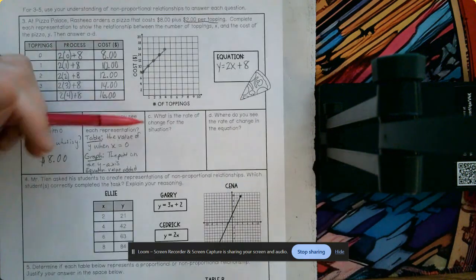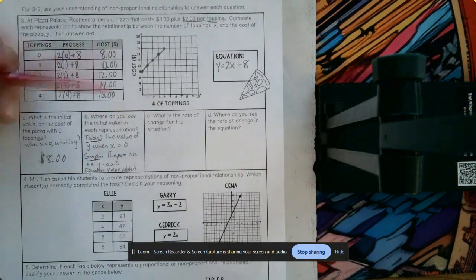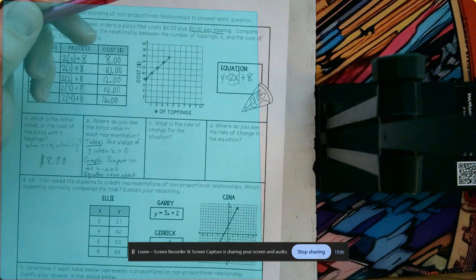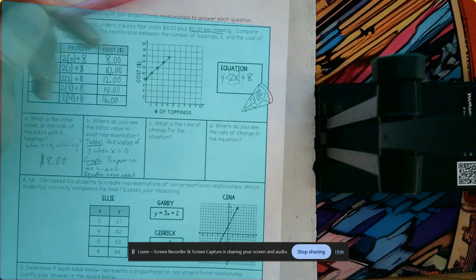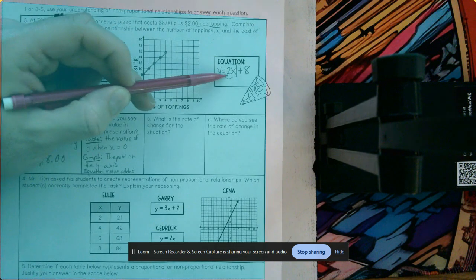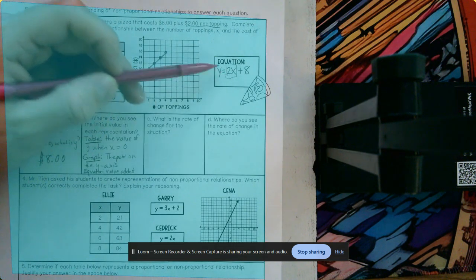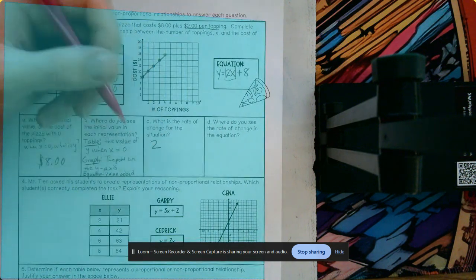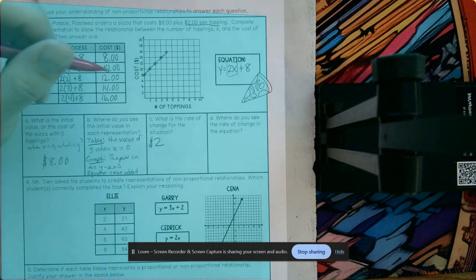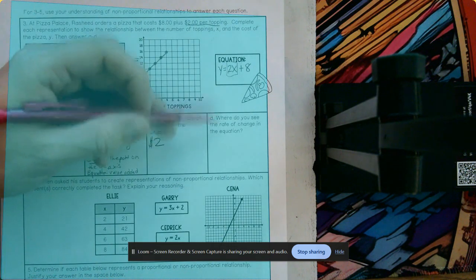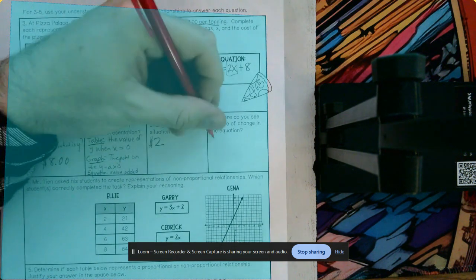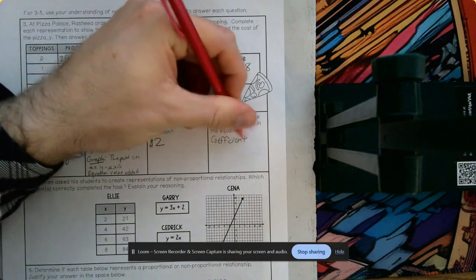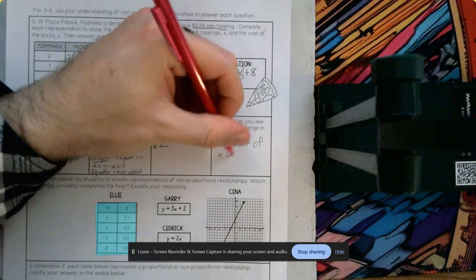Okay? What about C? What is the rate of change of the situation? The rate of change is the number in front of your x value. It's not your k value anymore because that's only for proportional relationships. We call this the rate of change when it's not a proportional relationship. So your rate of change is 2. It's $2 per topping. And D, where do you see the rate of change in the equation? It's the coefficient of your x variable.